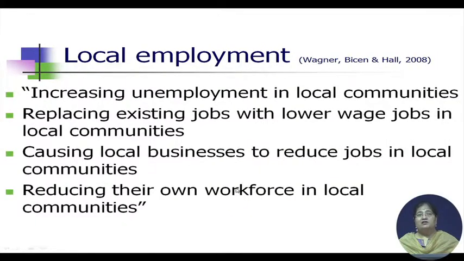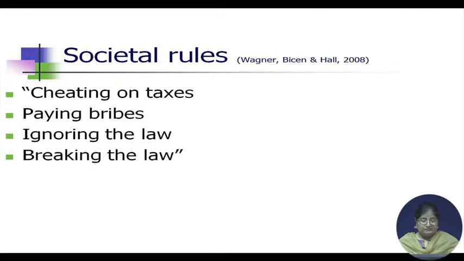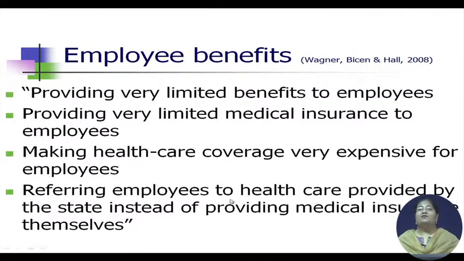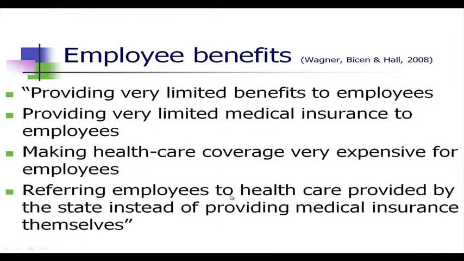Local employment: increasing unemployment in local communities, replacing existing jobs with lower wage jobs in local communities, causing local businesses to reduce jobs in local communities, reducing their own workforce in local communities. Some societal rules, again: cheating on taxes, paying bribes, ignoring the law, breaking the law. Employee benefits: providing very limited benefits to employees, providing very limited medical insurance to employees, making healthcare coverage very expensive for employees, referring employees to healthcare provided by the state instead of providing medical insurance themselves.